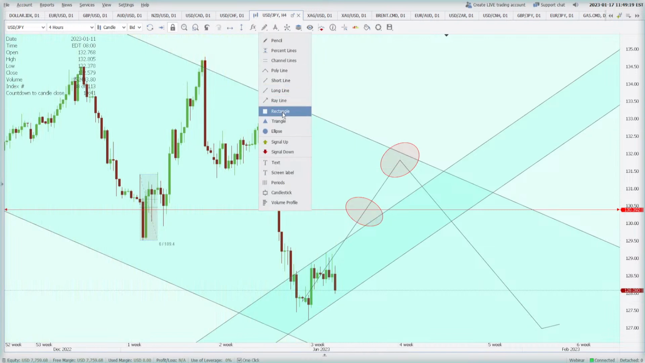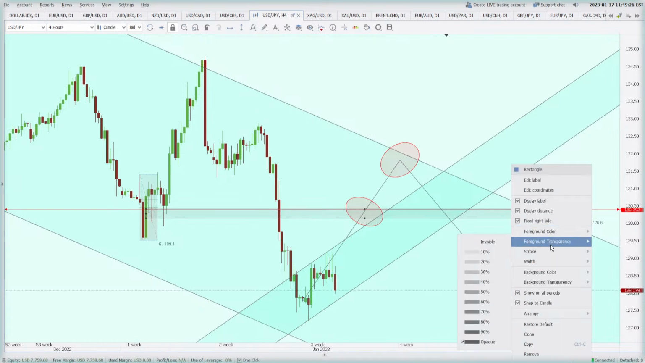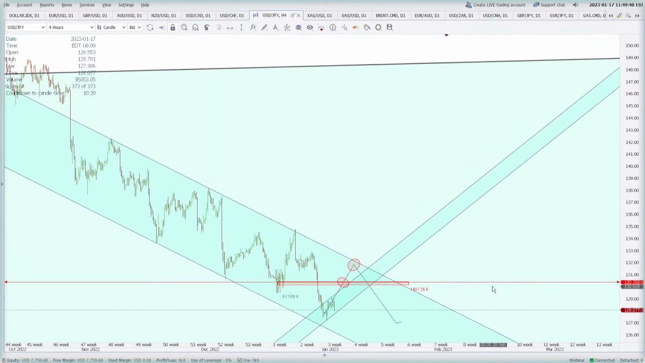So rather than placing this, I will do it like this. So expect this area to be a very good resistance. I hope you get it. So I'm expecting the price to go like this and then eventually turn back from here and see the lower lows.